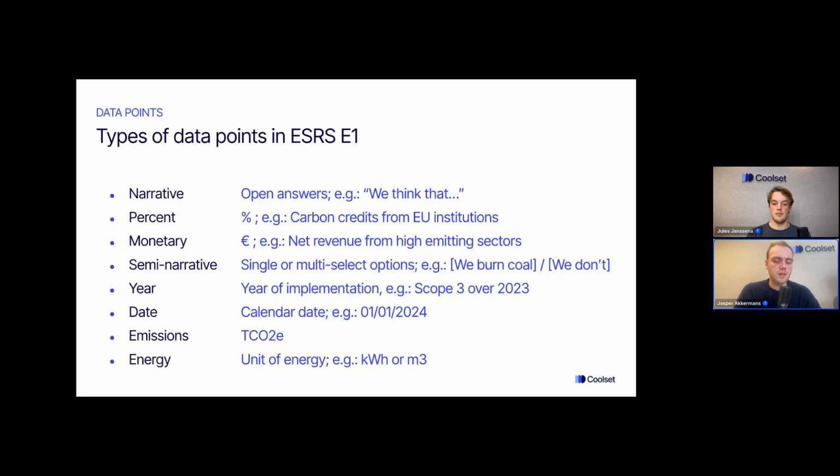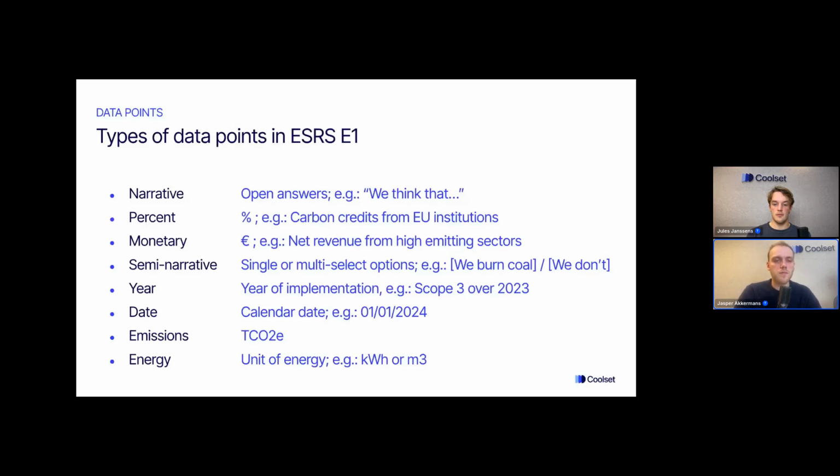Semi-narrative, which is broken down into single or multi-select options. As I mentioned, you have these conditional data points. So one of the overarching data points would be we burn coal or we don't burn coal, or we are active in these sectors, and then you can click the sectors you're active in. So that would be semi-narrative.